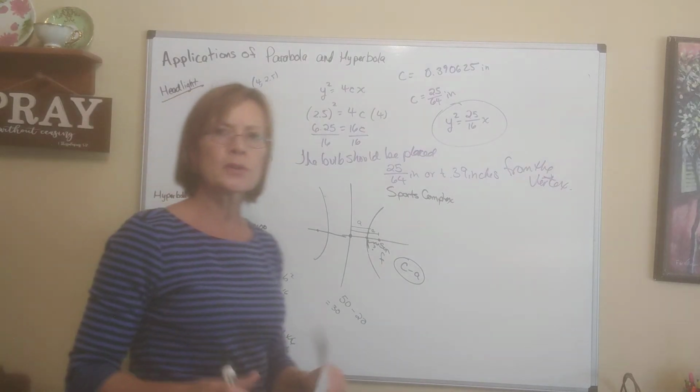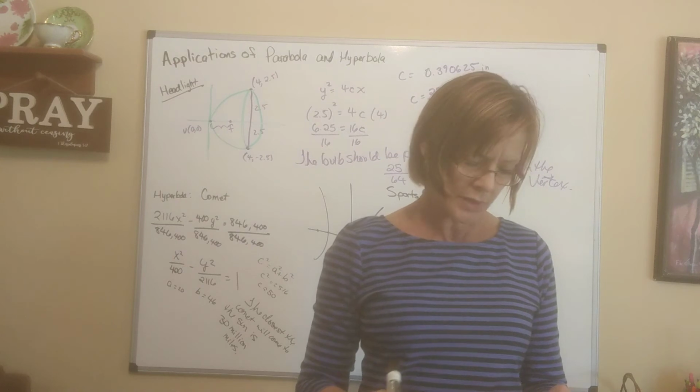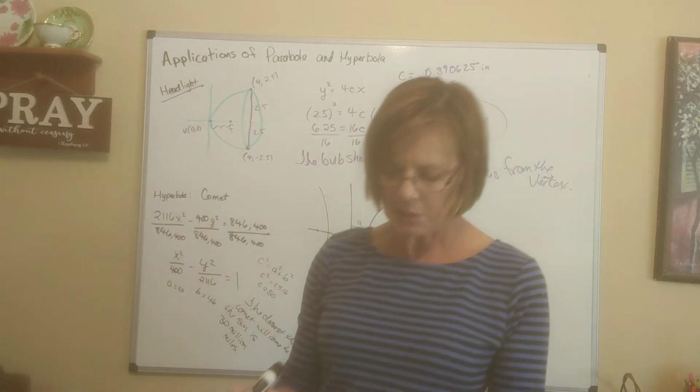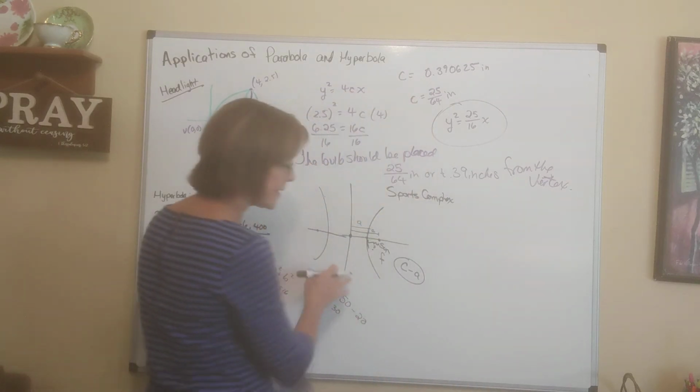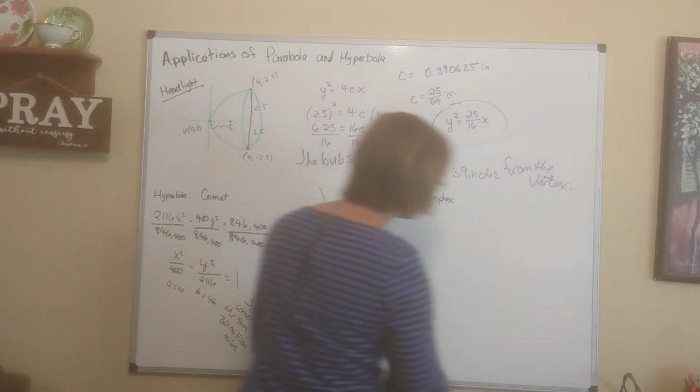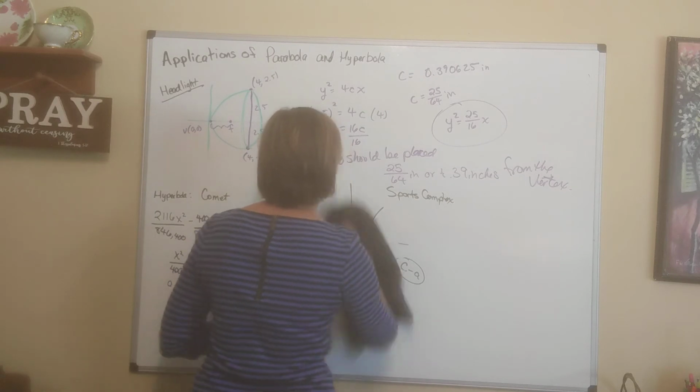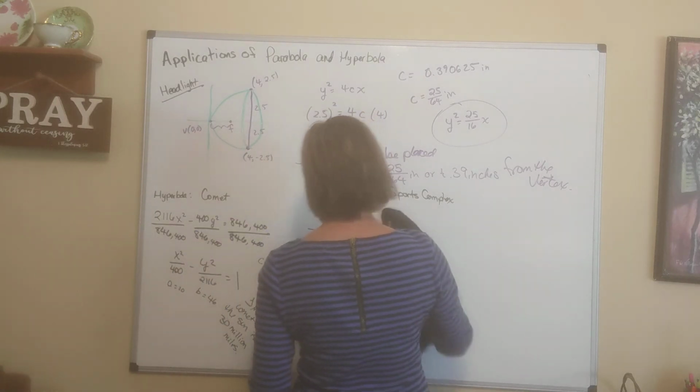Now let's look at the sports complex, a construction example. It says in this equation, x and y are in meters, and they give us this little picture. So I'm going to draw the picture that they give you. It looks a lot like that one. It's a hyperbola. It goes like this.